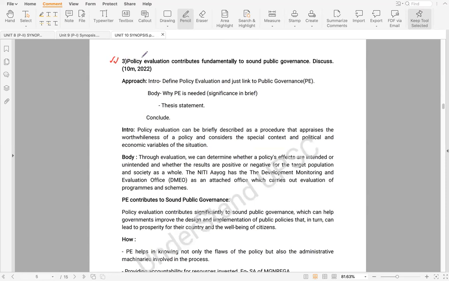Next one is a very simple one. It says policy evaluation contributes fundamentally to sound public governance. Discuss. It is nothing but you have to discuss policy evaluation. That's it. So define policy evaluation, link it to public governance. In terms of public governance, you can also talk about good governance and the objective of public governance being the welfare of people. Why it is needed, and then the thesis statement and conclusion.